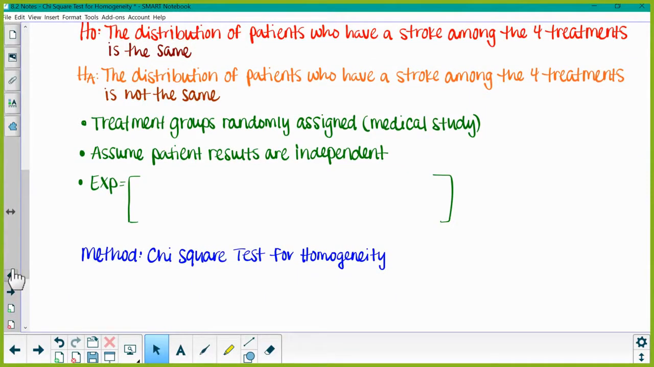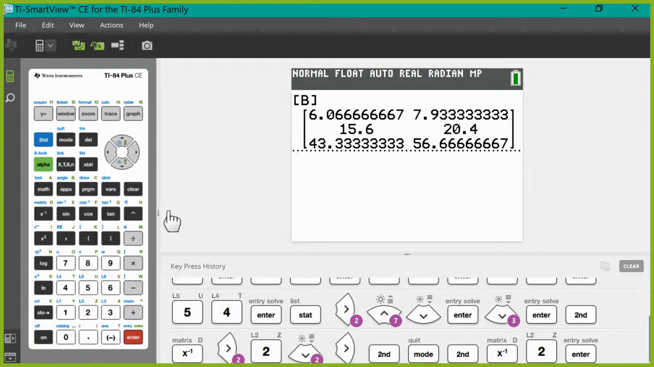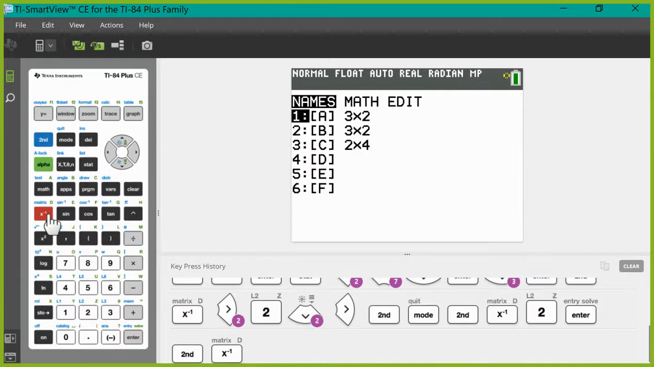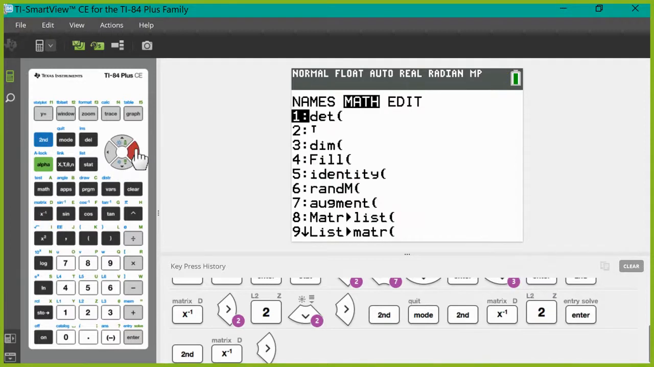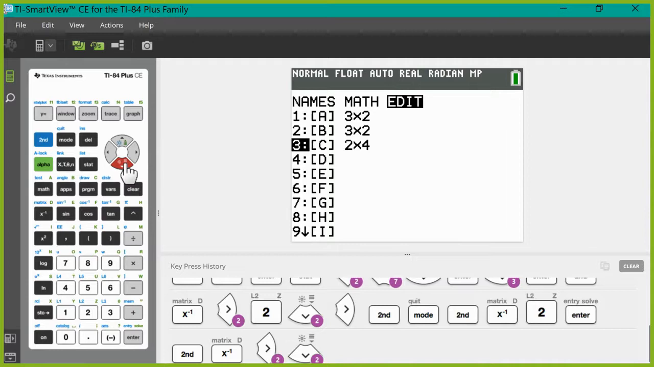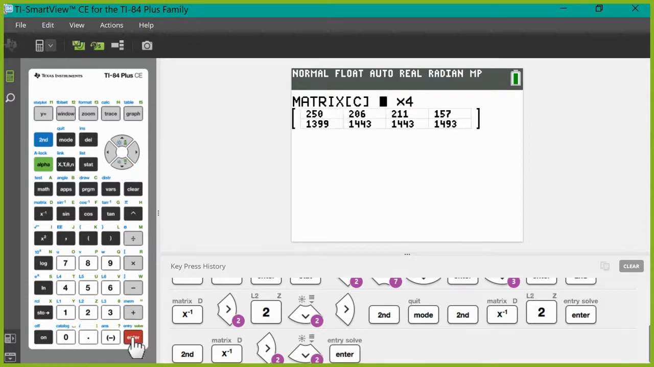So let's go ahead and get that taken care of. I'm going to open my calculator. Let's see. And I'm going to go to second, x inverse. Now, I have already populated matrix C with the values. So it's a 2 by 4 matrix, and I plugged in my results for stroke, and I plugged in my results for no stroke. And once I have my matrix in there, you probably put it in matrix A. That is okay. I'm going to change it just for the sake of time.